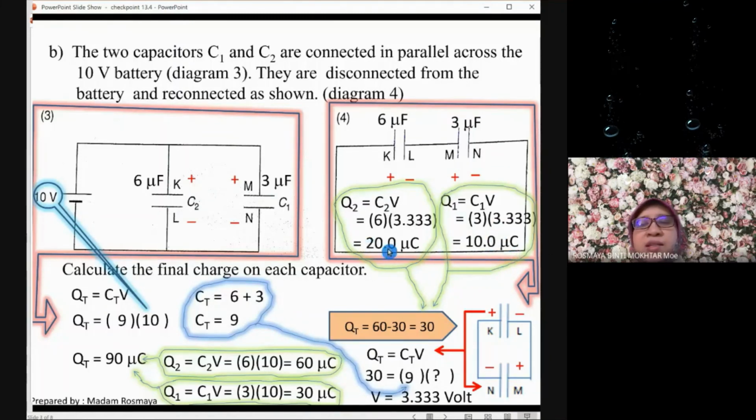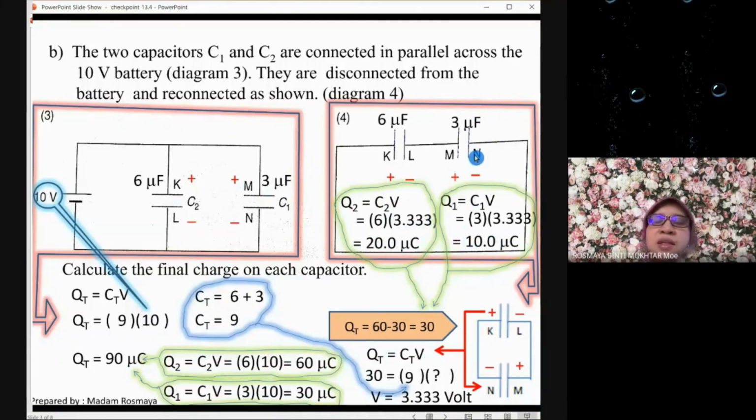You can check: 20 plus 10, 30. So the total charge is 30. So it is understood here: only 30 total of charge, mainly because the terminals are arranged like this. Positive, negative, here negative, positive.